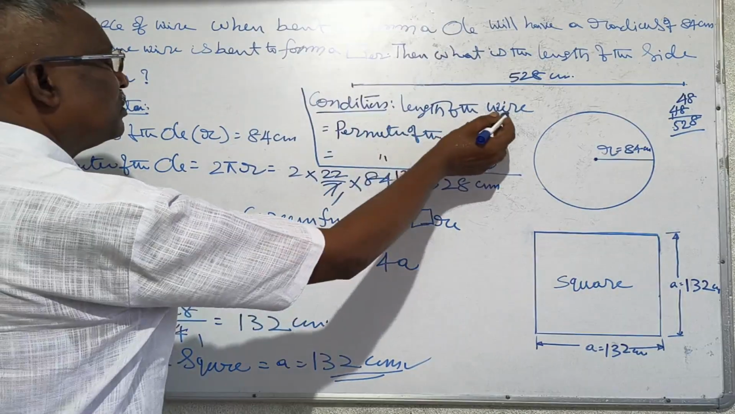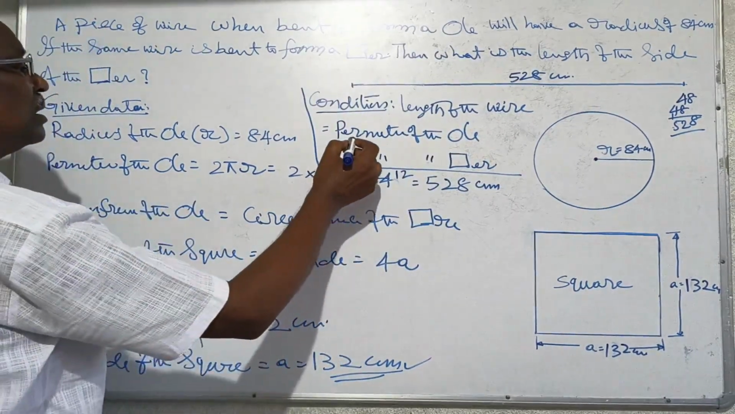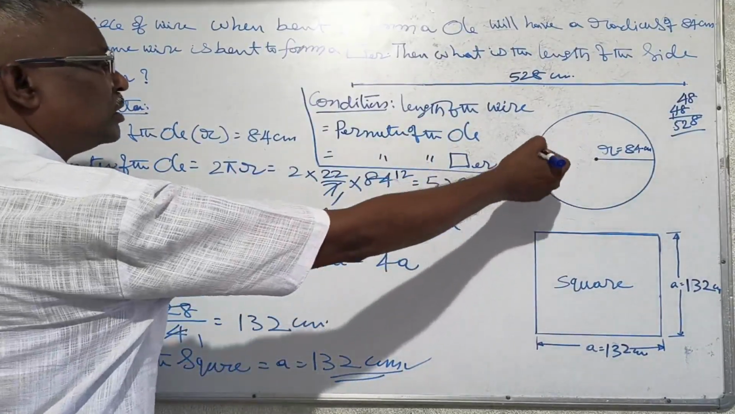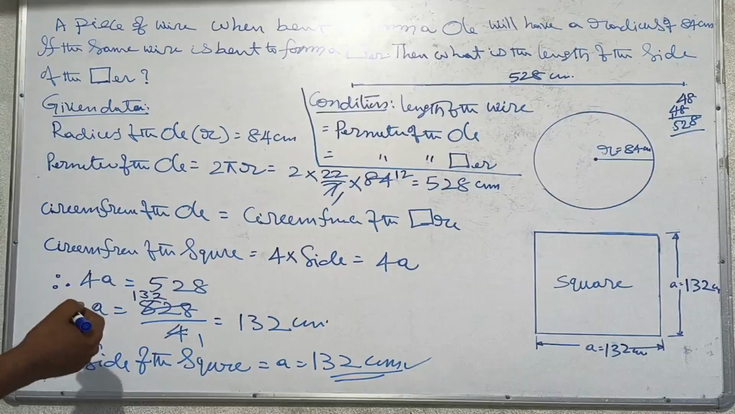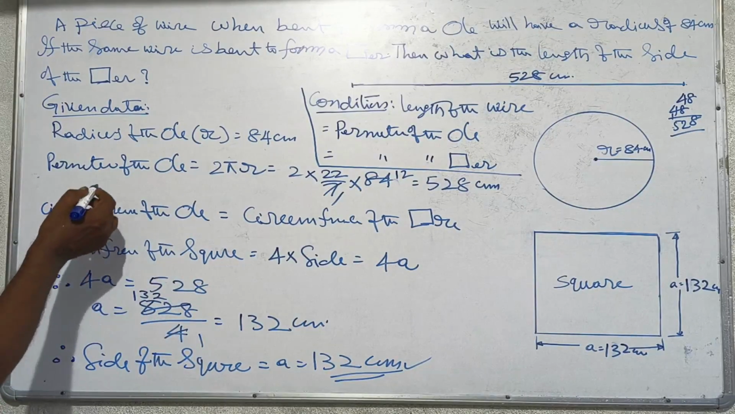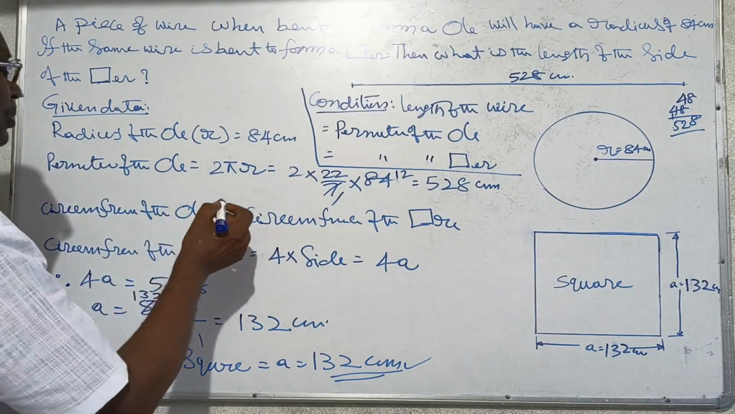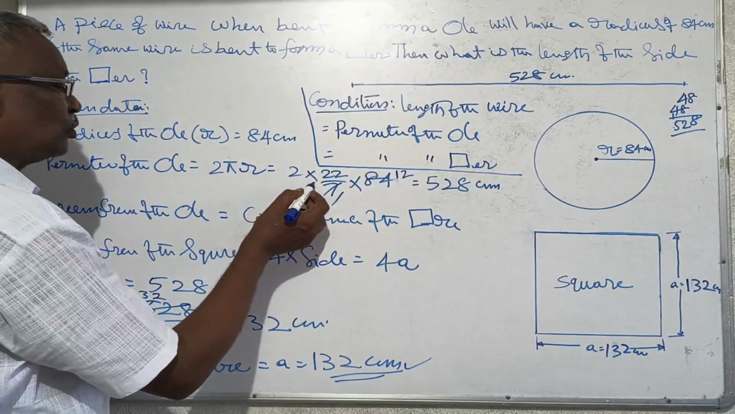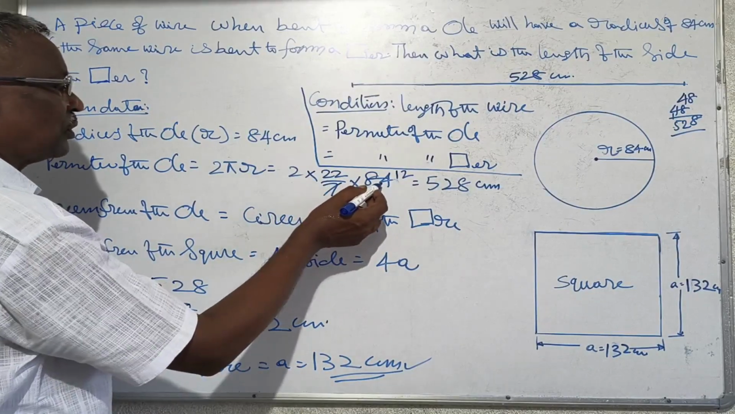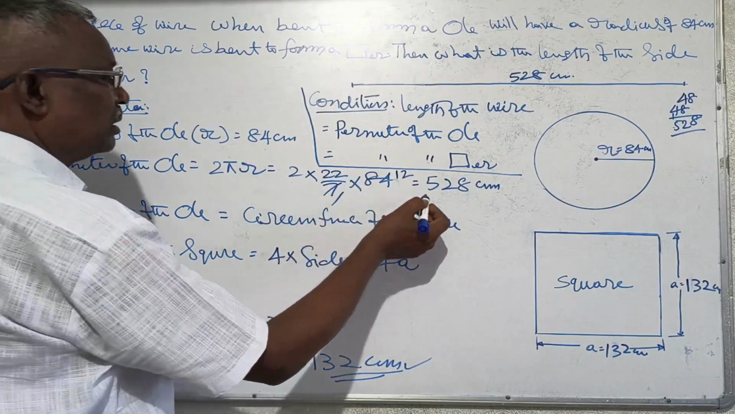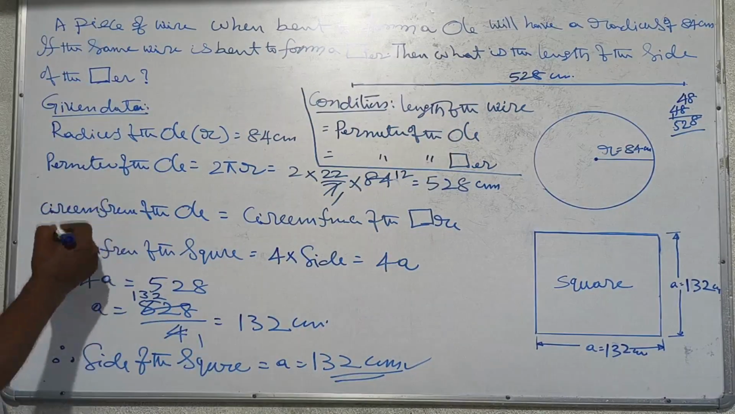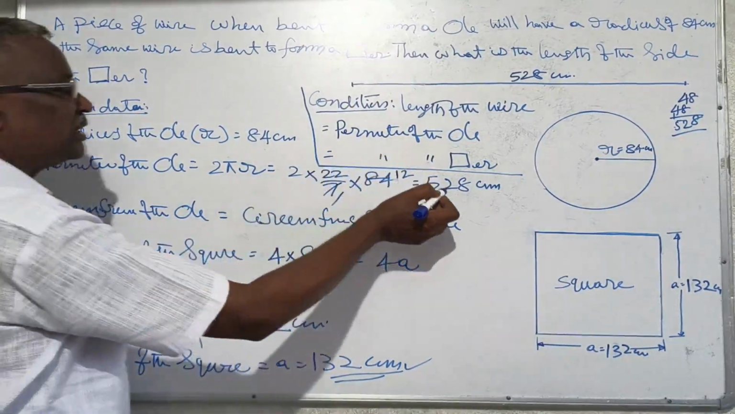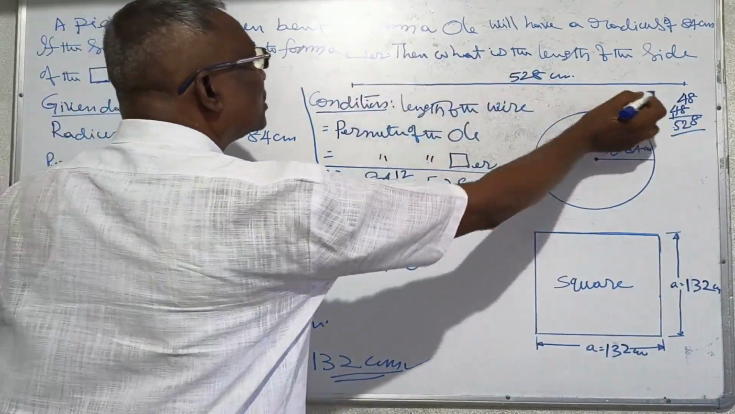Now, length of the wire is equal to what is the condition? Perimeter of the circle. So when we know radius, it is easy to find out the perimeter of the circle. Perimeter of the circle is equal to 2 pi r. That is equal to 2 into 22 by 7 into 84, or for simplification 528 centimeters. So that means this 528 centimeter is nothing but the length of the wire.